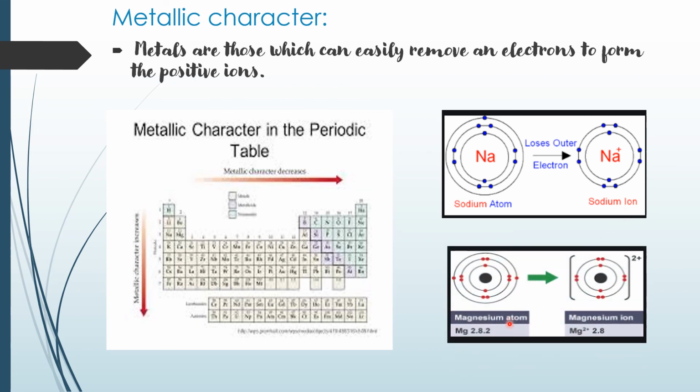Let us consider the second example, the magnesium atom. Its electronic configuration is 2, 8, 2. It easily loses the two outer electrons, giving Mg2+, that is 2, 8. It is a stable octet, or noble gas configuration. It is a stable configuration.